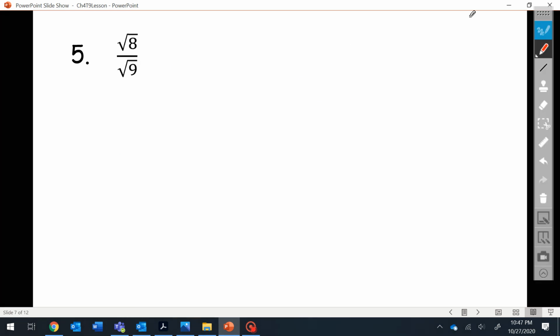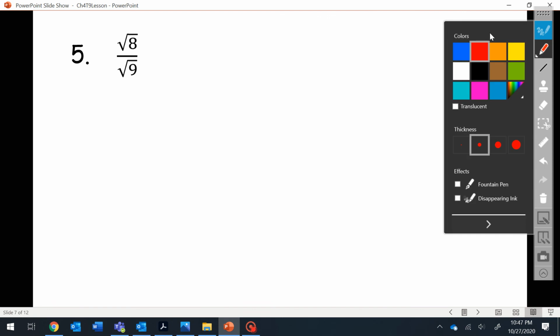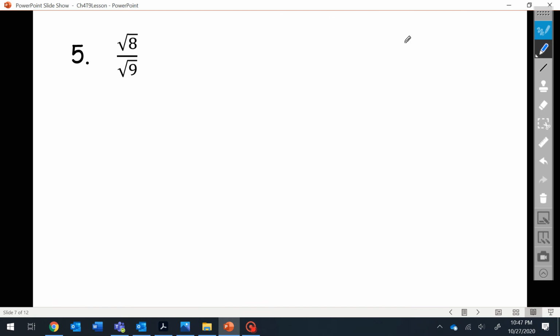Now, what about if you have a numerator and a denominator, like a fraction, and you're taking the square root? Well, that's easy enough. We just need to do them separately. We need to do the numerator and denominator separately. So first, let me figure out what the square root of 8 is.